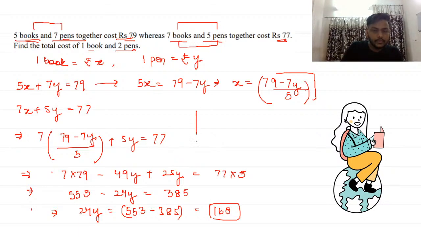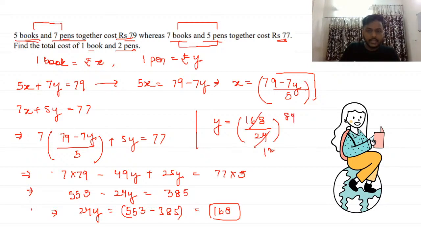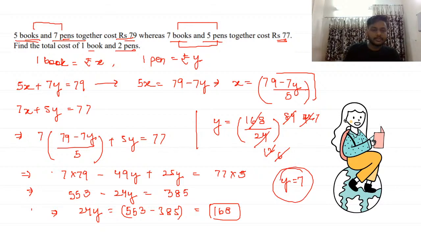And now if you want to find out your y, y will be 168 upon 24, and this is nothing but what? When you calculate that, 12 times 2 gives 84, then 6 times 2 gives 42, and then 6 times 7. So your y will come out as what? Your y has come out to be 7.